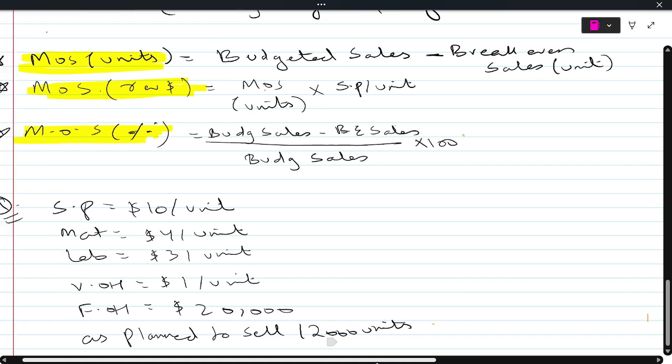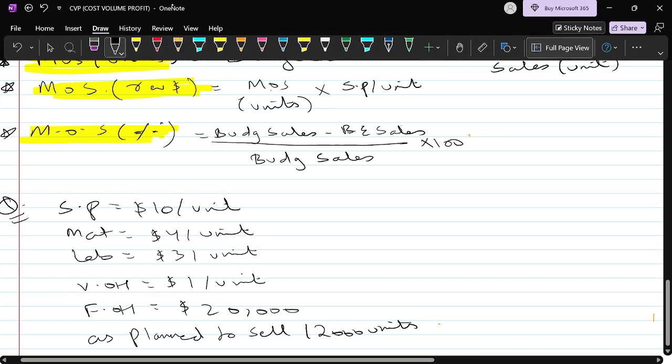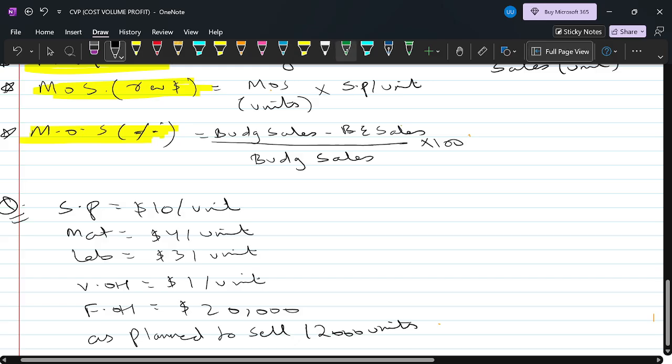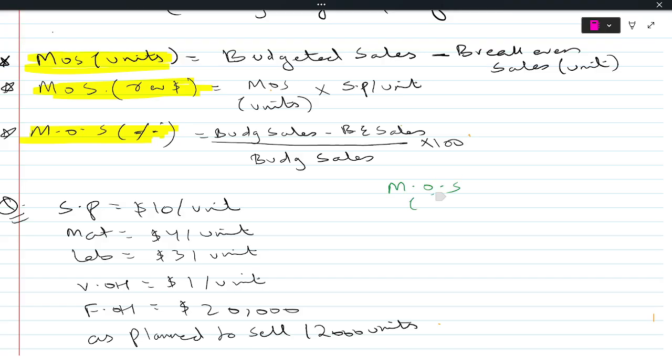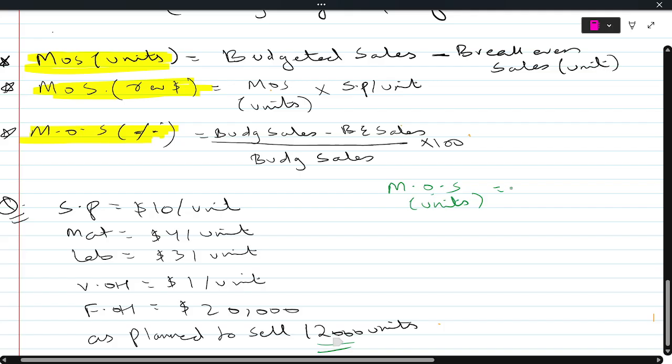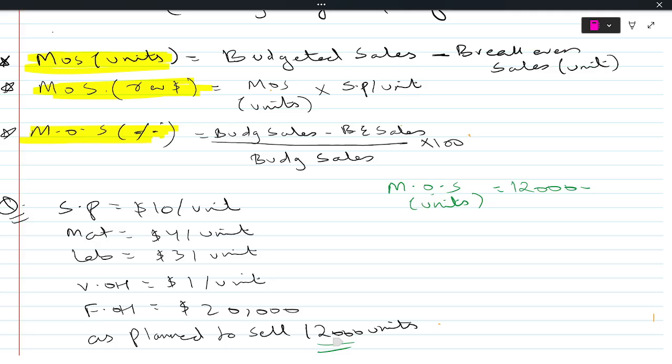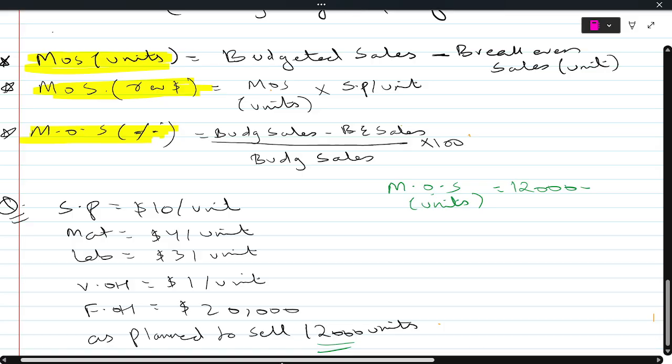Alright, so I hope you guys would have tried this yourself first. Let's see if your answers were correct. If I have to calculate my margin of safety in terms of units, I can do that by subtracting break-even sales from budgeted sales. Budgeted sales is already given to me in the question, 12,000. Break-even sales are not given in the question. So what? You know how to calculate the break-even sales, don't you? From the first lecture, right?